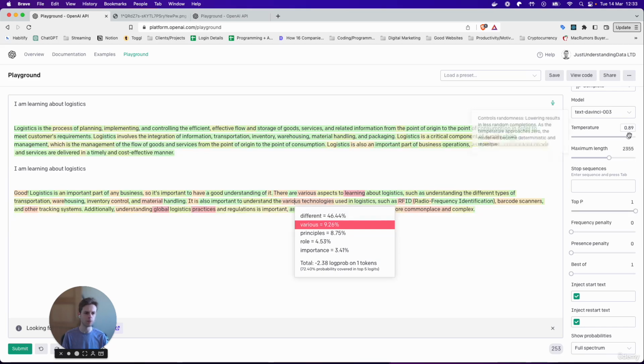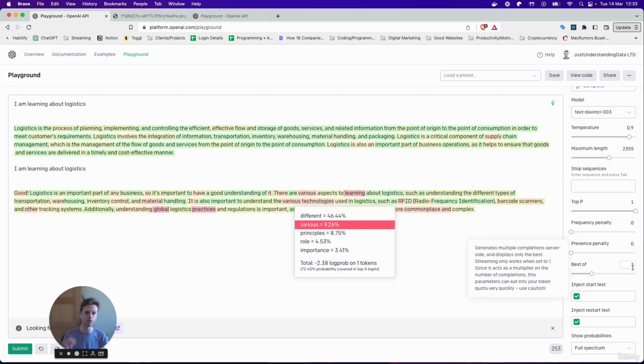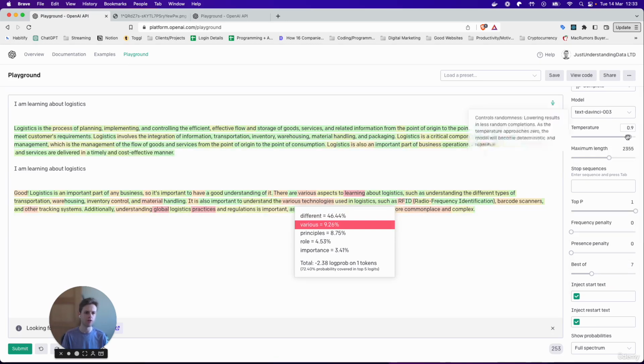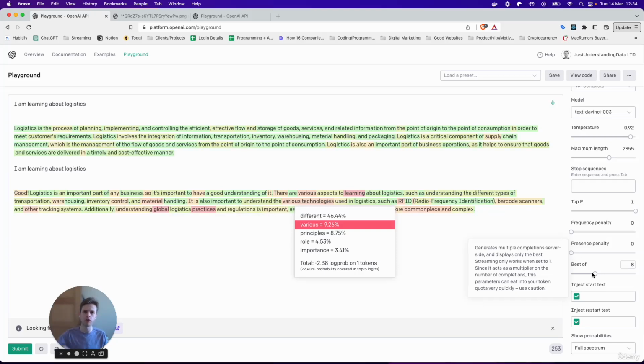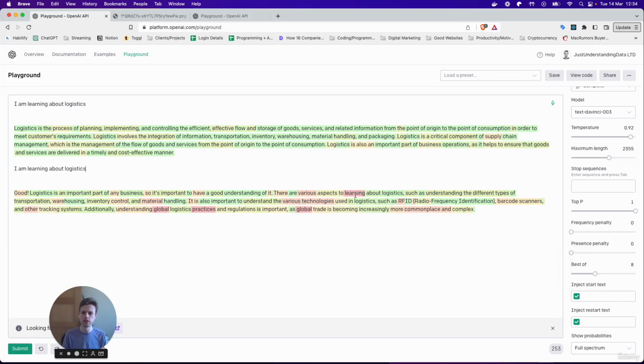So one thing that can be quite nice to do is to increase the temperature and also increase the best of. Be careful when increasing the best of, because that means you're paying for 7 requests rather than 1 request, so it's 7 times more expensive. The temperature gives us that extra variance inside of our output, whilst the best of can help to do lots and lots of searches and come up with the best one.